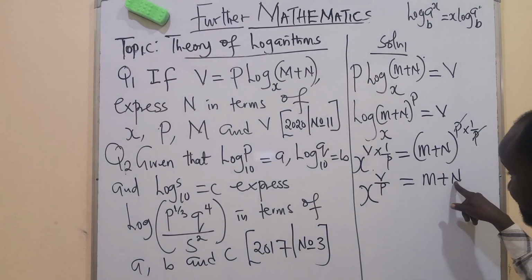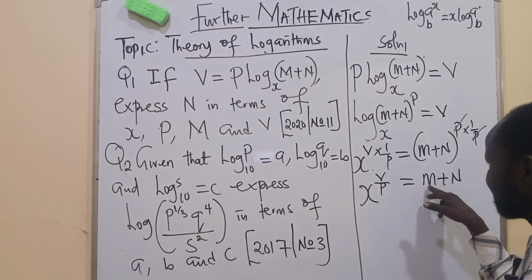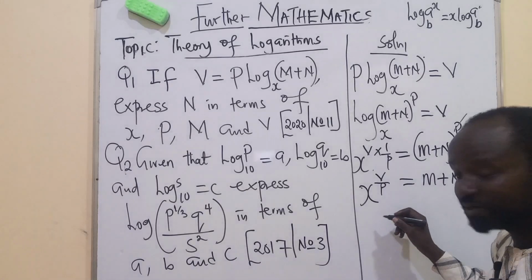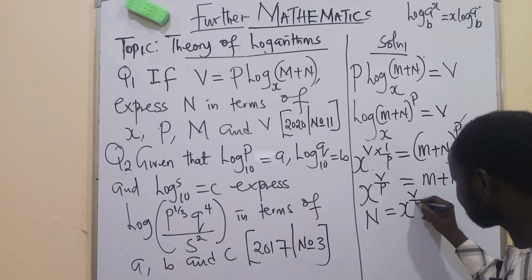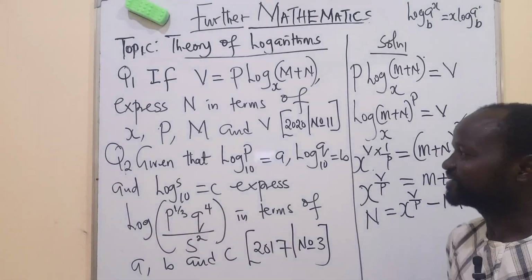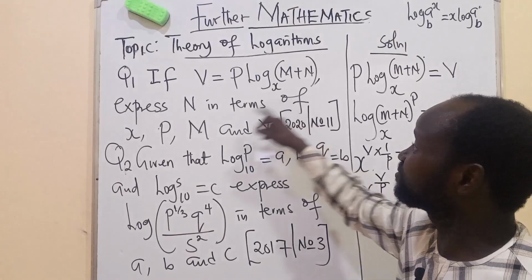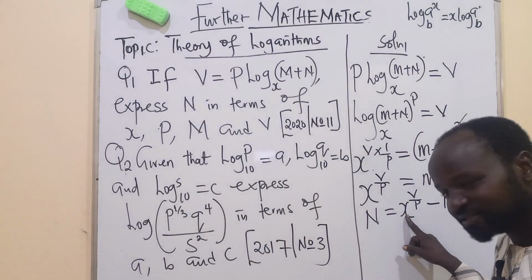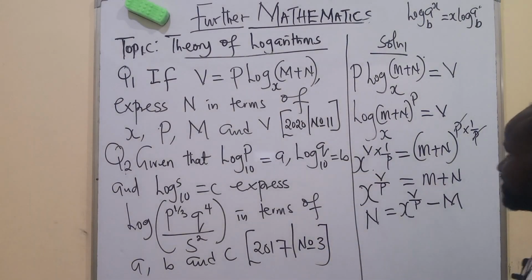Our aim is to make this n stand on its own. So we can easily make n stand on its own now. Why? We can subtract m from both sides. If we subtract m from both sides, n will be equal to x power v divided by p, minus m. So this will be the solution to this. If we check this very well, we are asked to express n in terms of what? x, p, m, and v. Our final answer must be x, v, p, and m. So this is the solution to question 1.